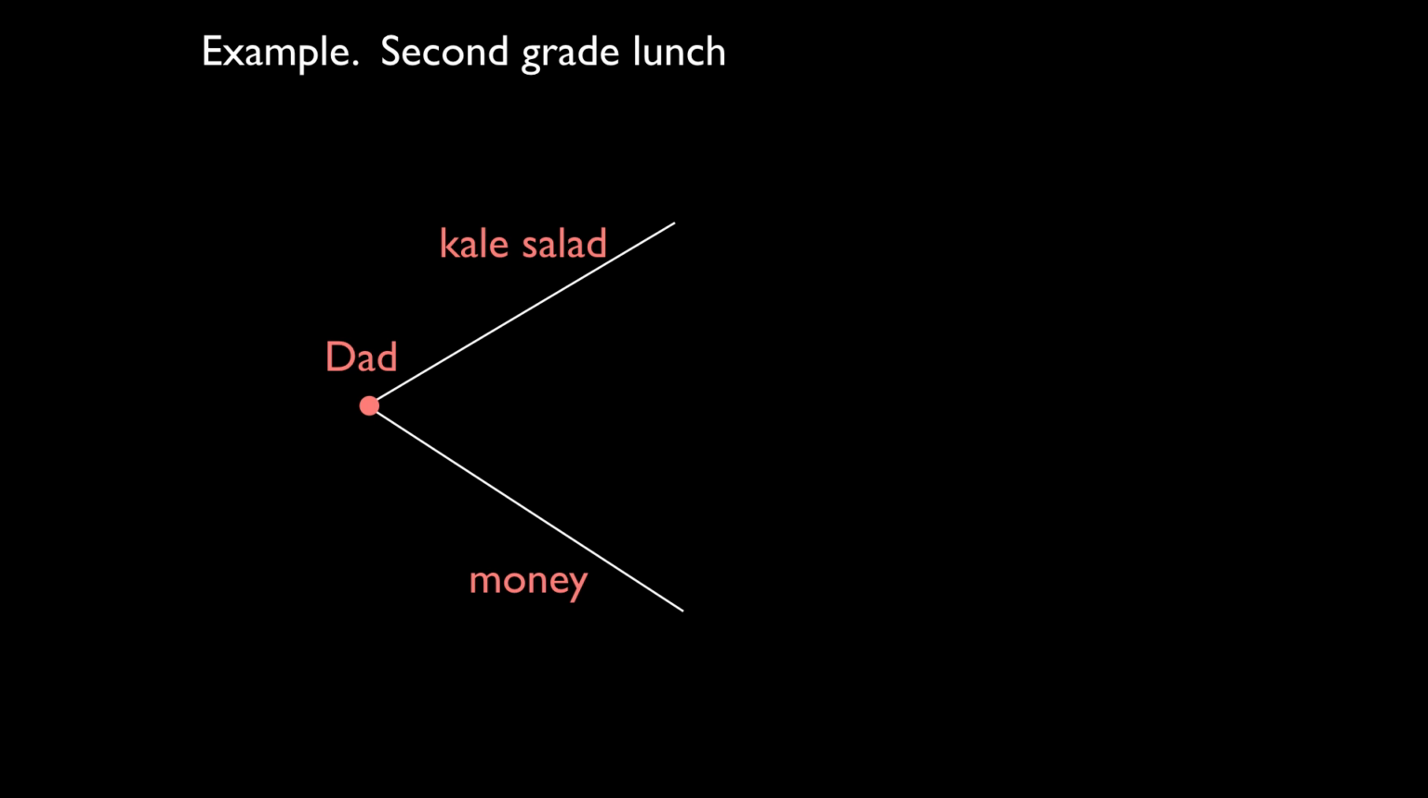All right, let's do another example. This is second grade lunch. Did we do this last time? No? Okay, so you're the dad. You have to think about whether you want to give a kale salad to your second grader or money, because your kid can use it to buy something at the school cafeteria. If you give kale salad, the kid can either eat it or refuse. If the kid refuses, the kid's hungry and the dad's unhappy. If the kid eats it, that's the best thing for the dad. That's a win.